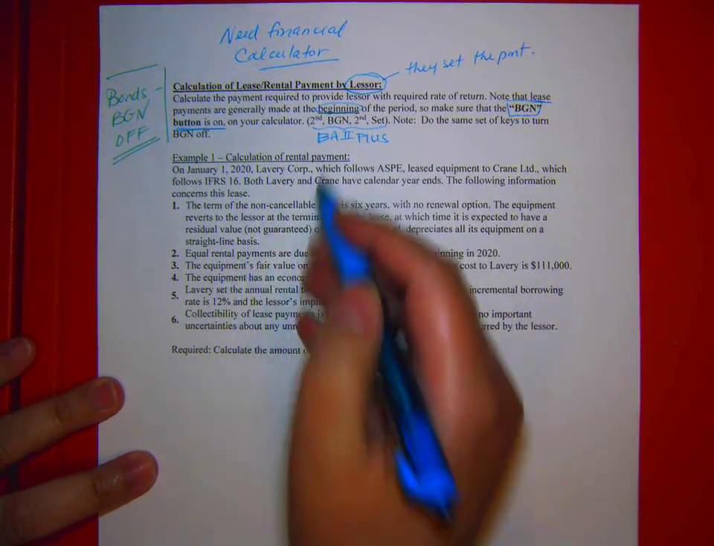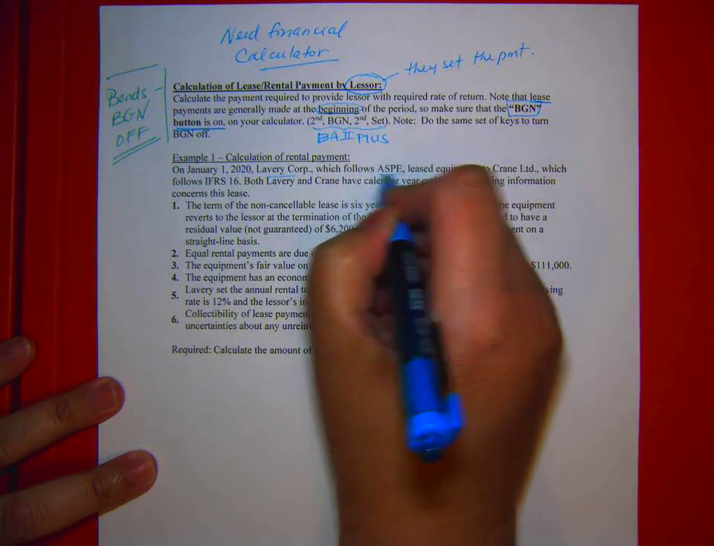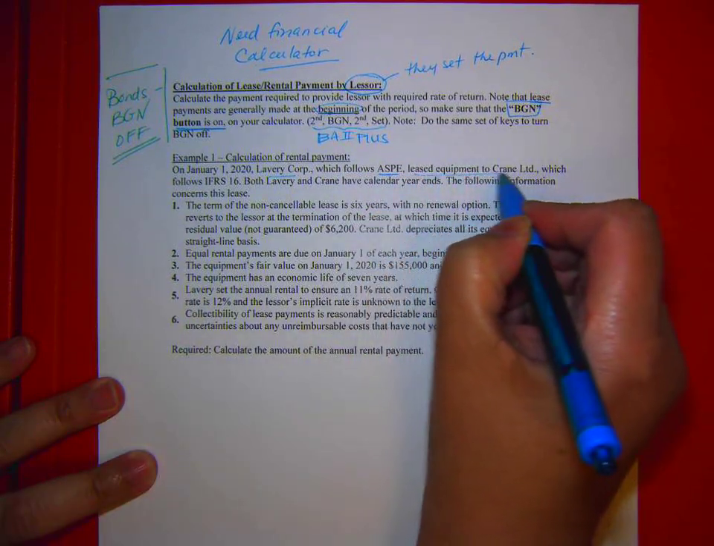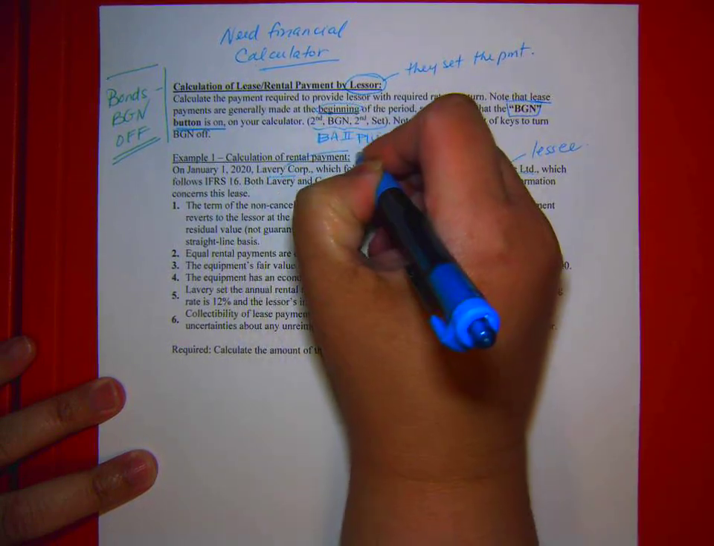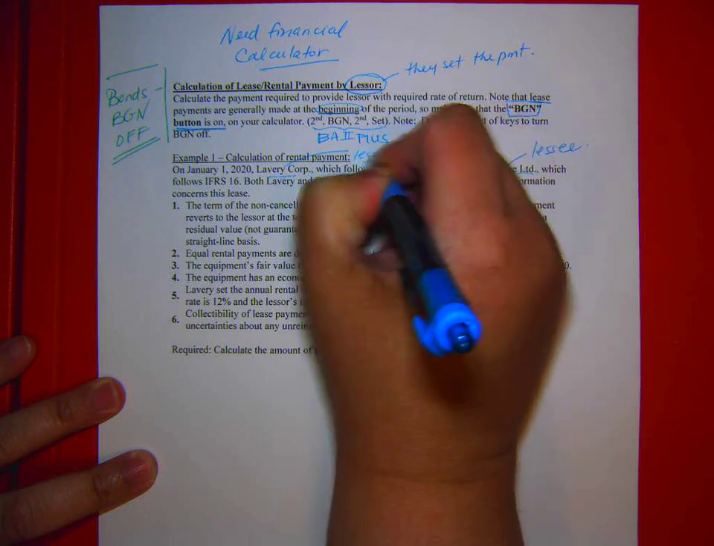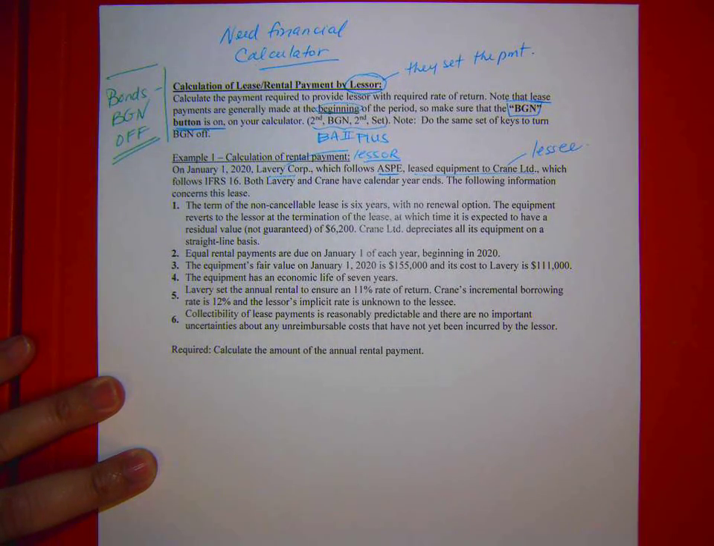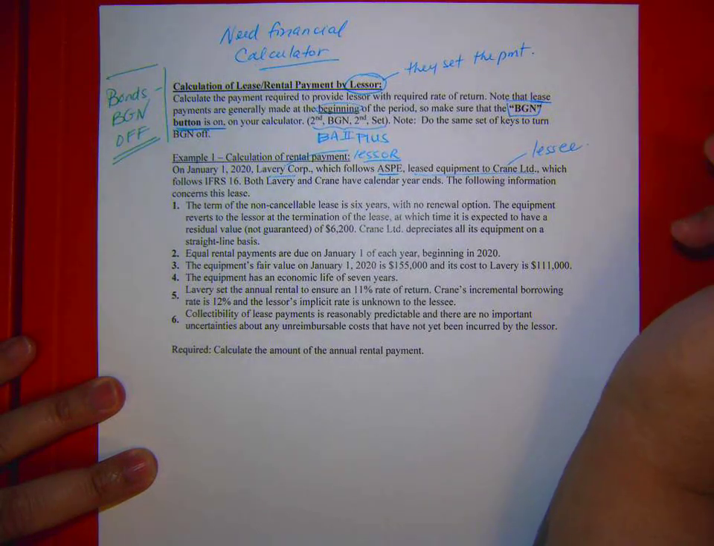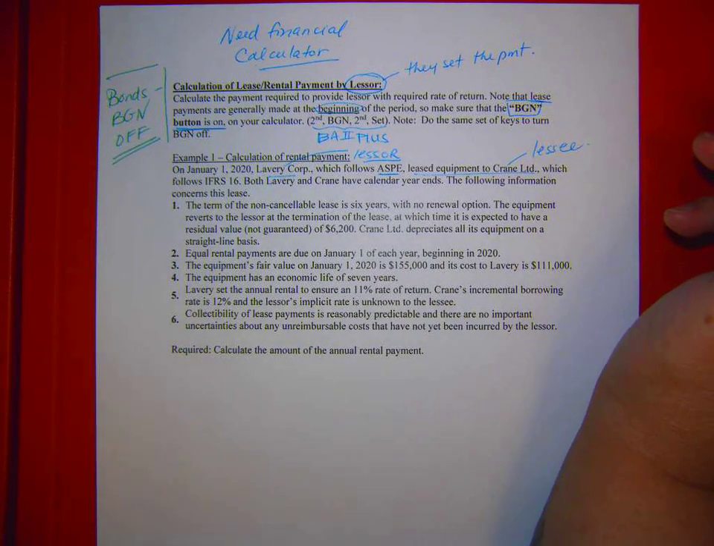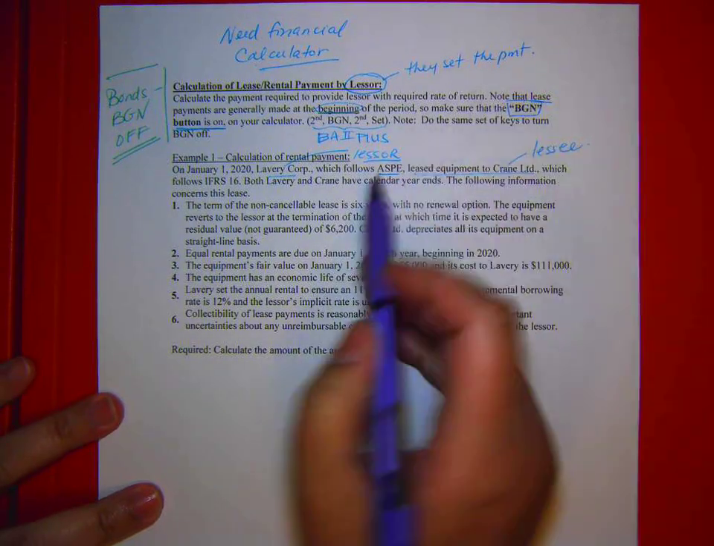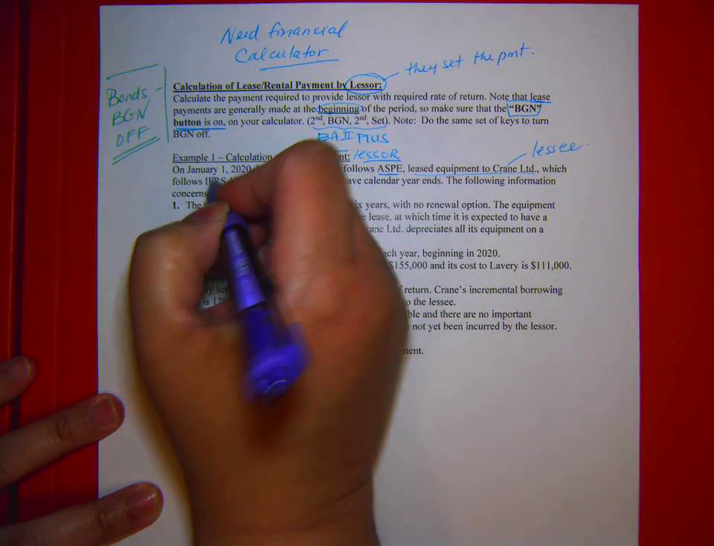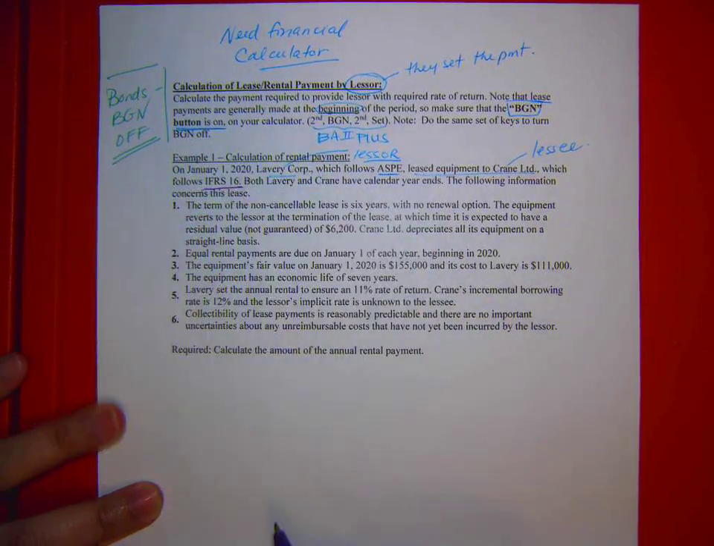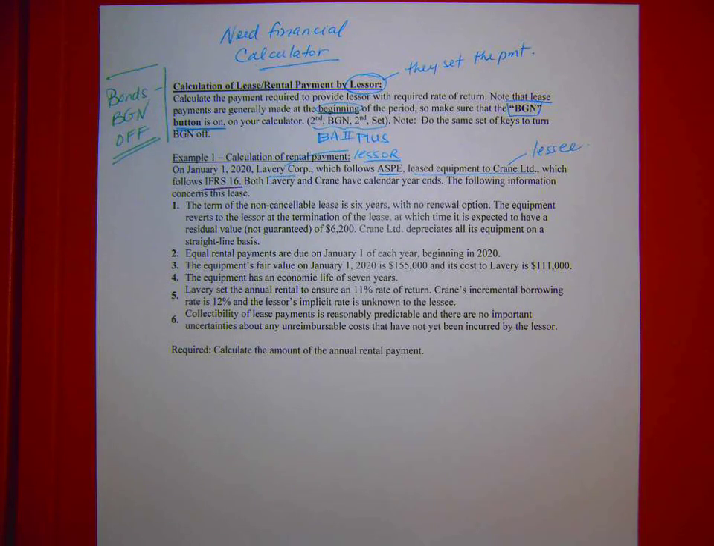Okay, January 1st, 2020, Lavery Corp, which follows ASPE in this case, leased equipment to Crane. So Crane is the lessee, Lavery is the lessor. And I know I'm sounding funny going lessee, lessor. It's just to keep it straight and remind you of the difference. Now, Lavery follows ASPE, Crane follows IFRS. Both of them have calendar year ends, so December 31st, and the following information concerns the lease.